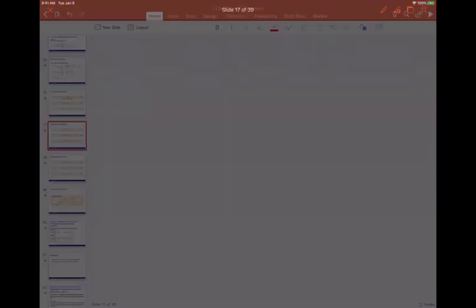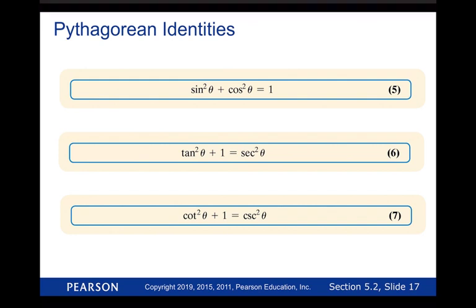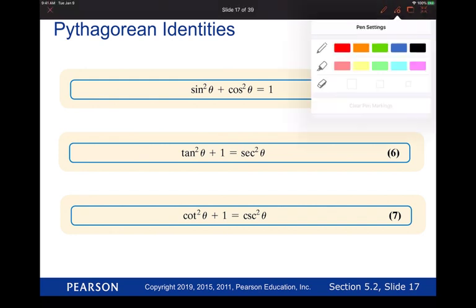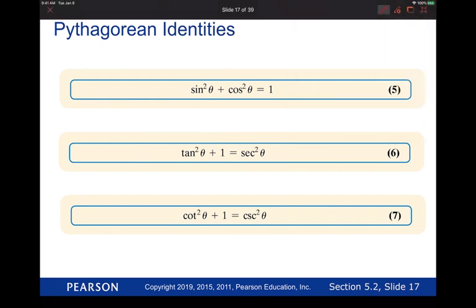Okay. So, given the original, I'll probably use red since it's a little bit brighter. Given the original, say we want to generate cotan. Cotan is the reciprocal of tan. In other words, cotan is also cosine over sine. If tangent is sine over cosine, cotangent is cosine over sine, right?